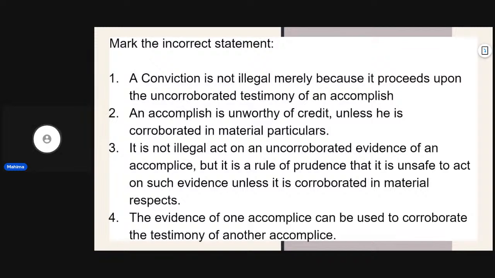Mark the incorrect statement. A conviction is not illegal merely because it proceeds upon the uncorroborated testimony of an accomplice, not accomplish, but accomplice. An accomplice is unworthy of credit unless he is corroborated in material particulars. It is not illegal to act on an uncorroborated evidence of an accomplice, but it is a rule of prudence that it is unsafe to act on such evidence unless it is corroborated in material respects. The evidence of one accomplice can be used to corroborate the testimony of the other accomplice. Tell me the section for accomplice in the comment box, and then answer this question.